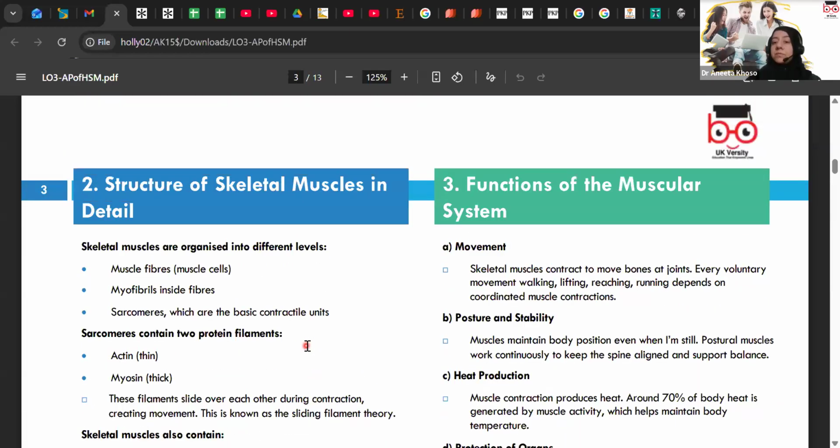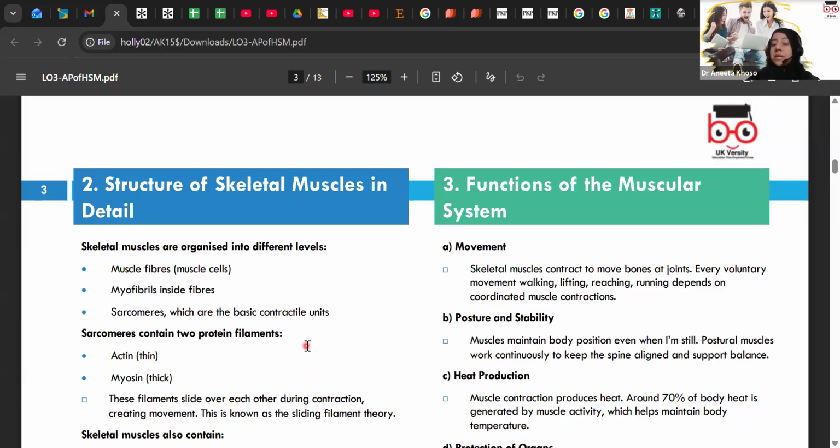In terms of the functions of the muscular system, first, they support movement. Skeletal muscles contract to move bones or joints. Every voluntary movement like walking, lifting, reaching, running, depends upon coordinated muscle contractions. Just as joints work together to bring about movement, muscles as well move together to bring movement.